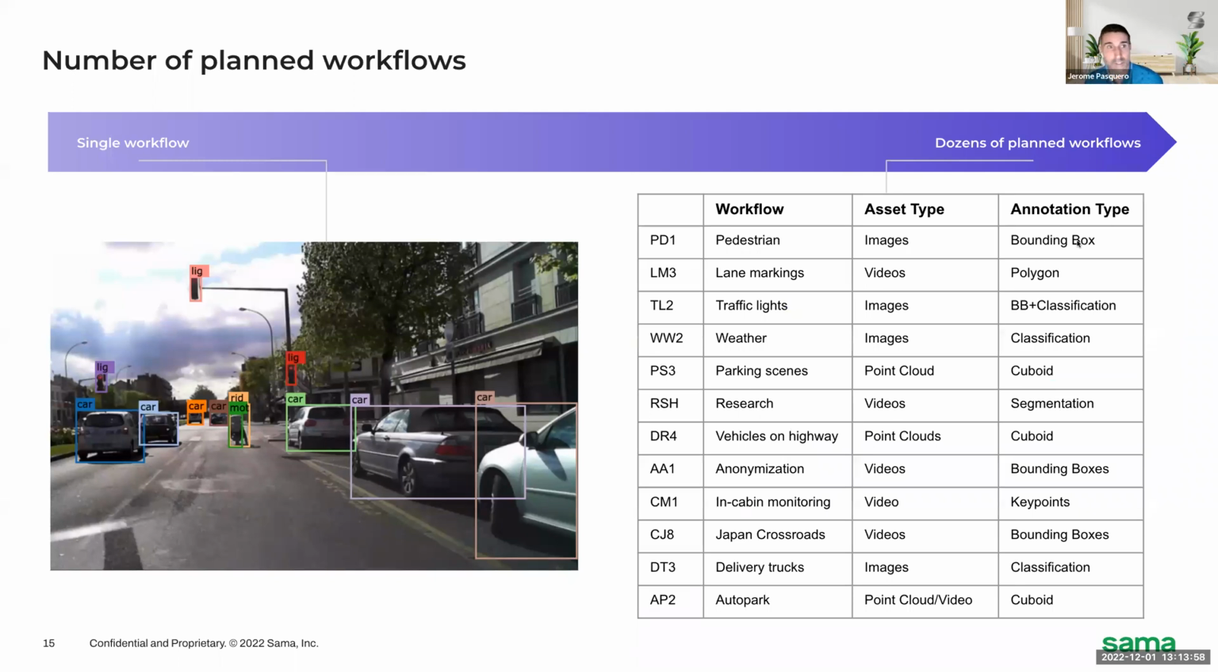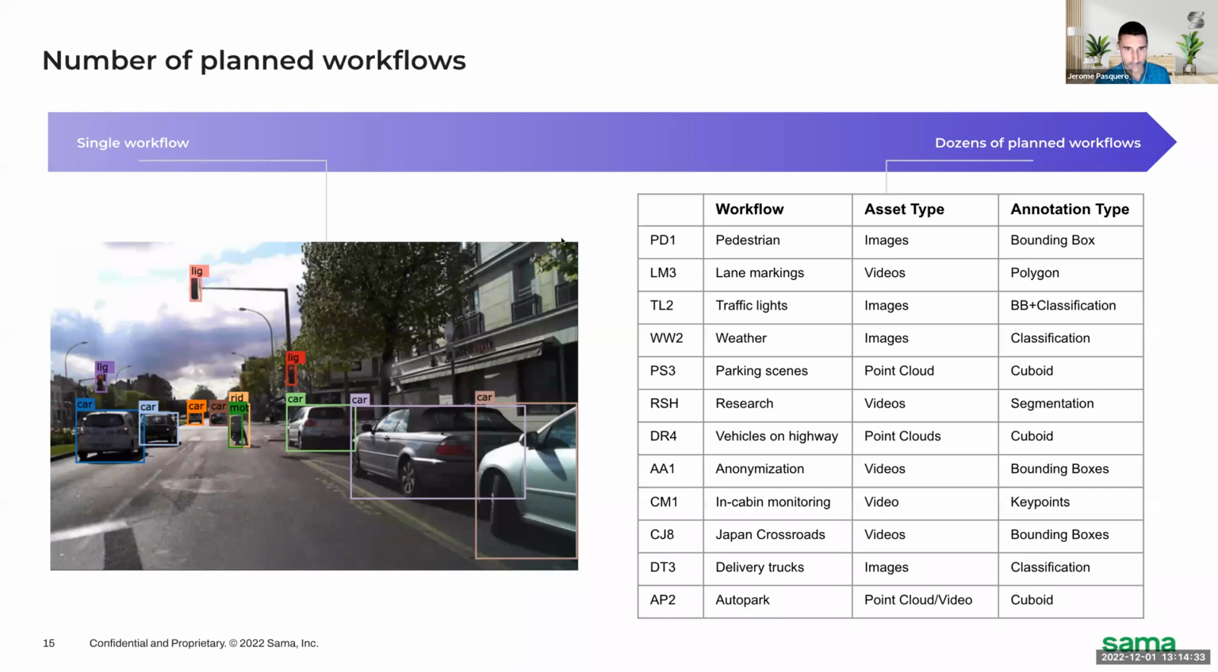Another criteria that you need to consider is the number of planned workflows that you have. We have clients who have a single workflow because they're just starting, so on one end over here, but we also do have clients who have dozens of planned workflows that are already scheduled to start over the next 6 months, years. Sometimes they plan 2 years in advance. So this is an example of about a dozen workflows that they plan on working. Again, examples taken from AV, but it does happen in other industries as well.